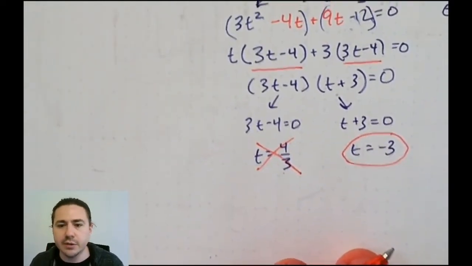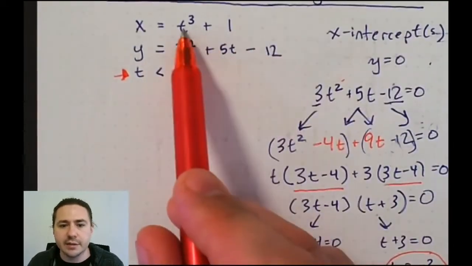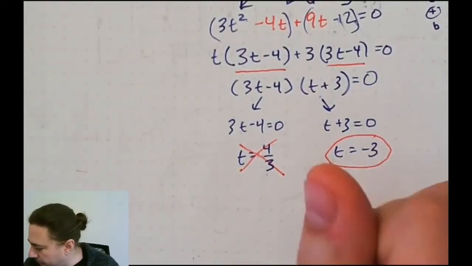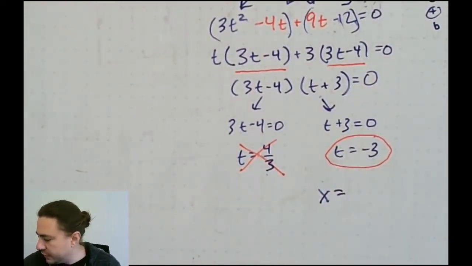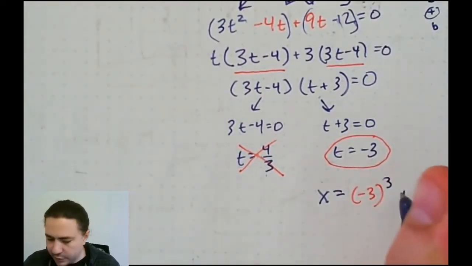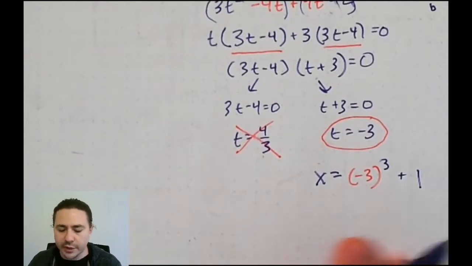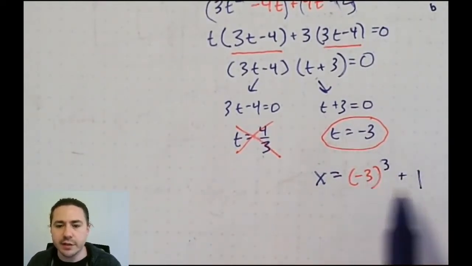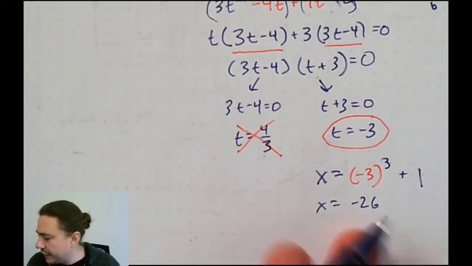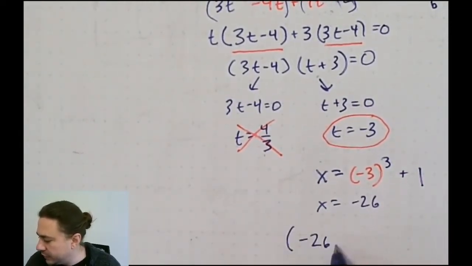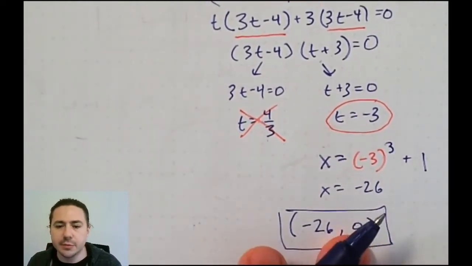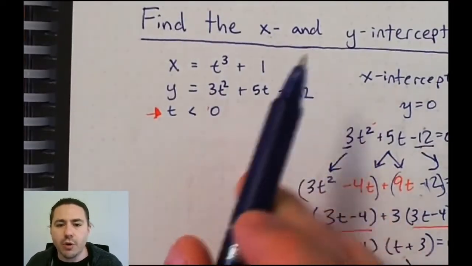Okay, so I'm going to substitute t equals -3 into this top equation so that I can solve for x. So I've got x equals -3 cubed plus 1. Okay, -3 cubed is going to be -27, plus 1 is -26. So what we get is an x-intercept at -26, 0. Okay? That's an x-intercept. So that's where this graph will be crossing the x-axis.